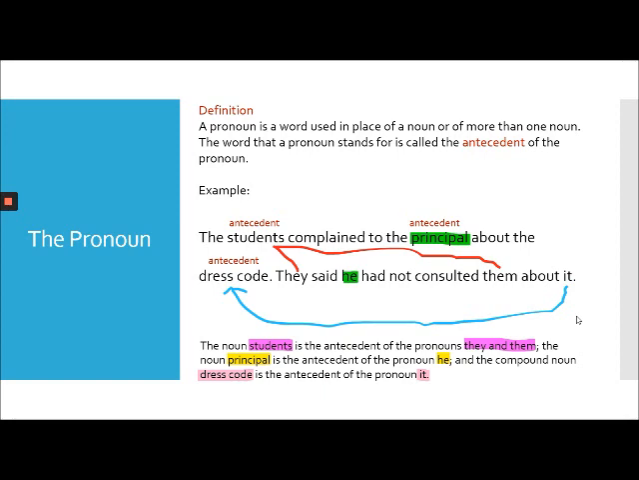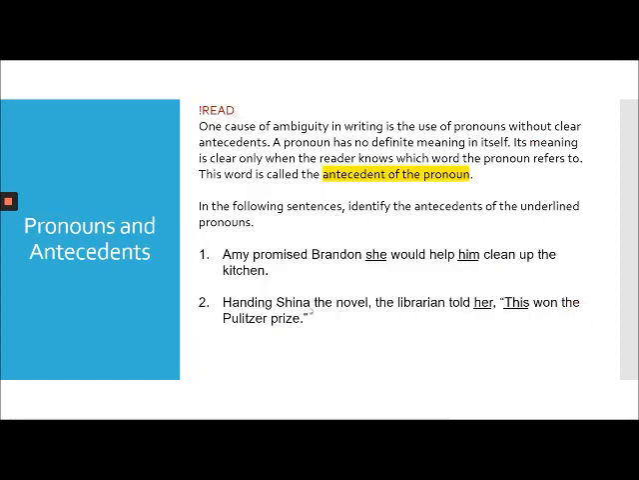An example is: The students complained to the principal about the dress code. They said he had not consulted them about it. The noun students is the antecedent of the pronouns they and them. The noun principal is the antecedent of the pronoun he, and the compound noun dress code is the antecedent of the pronoun it. One cause of ambiguity in writing is the use of pronouns without clear antecedents.